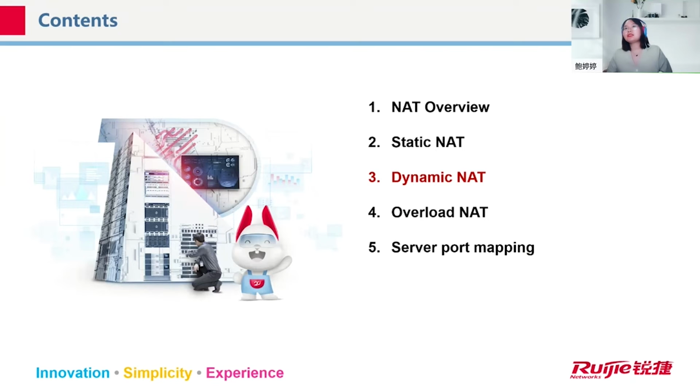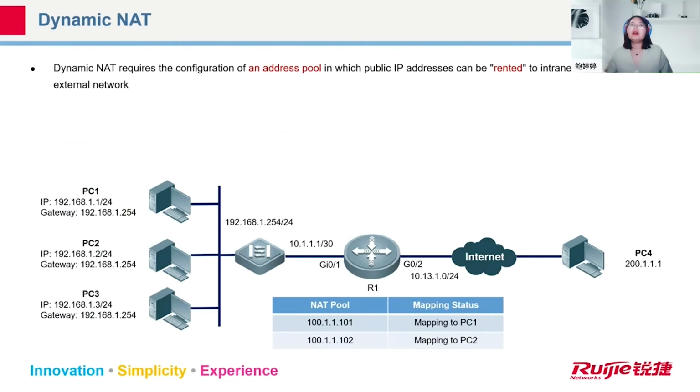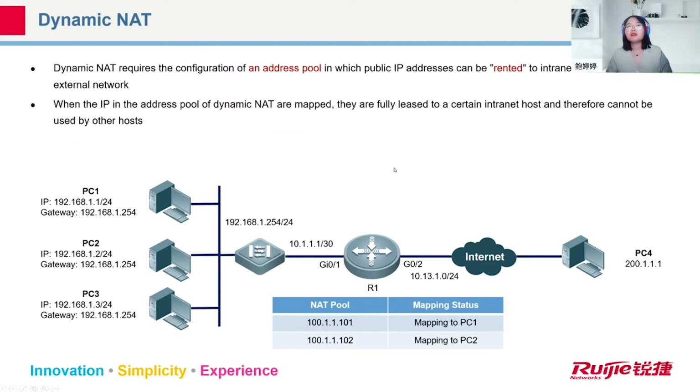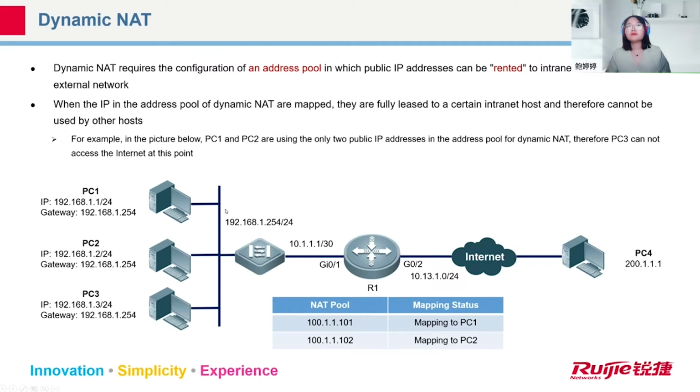And another one is dynamic. Static NAT only lets one public address serve one private address, and the IP addresses are not enough. So dynamic means we will create an address pool. In the pool, maybe you have multiple addresses, for example 2 or 3. When the private address needs one, it is mapped to an IP address from the pool. And when we finish using it, this IP address can be arranged for other devices.